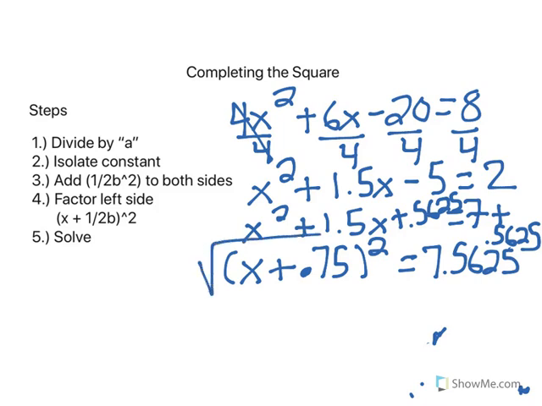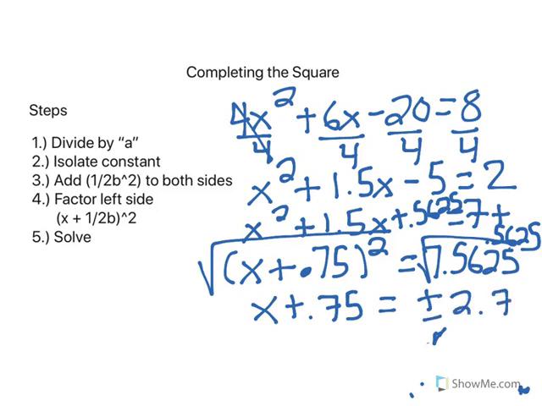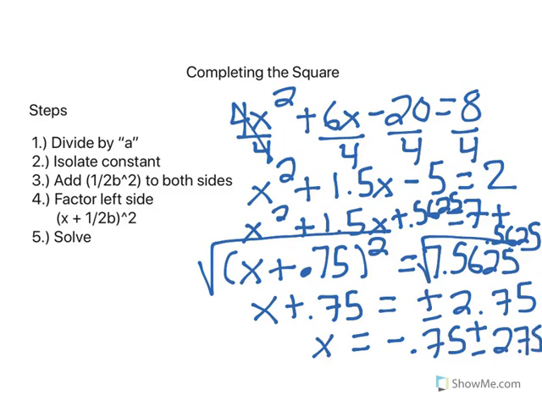All right, so now I'm going to try and solve. I'm going to take my square root of both sides. So I have x plus 0.75 equals my square root of 7.5625, which is going to be plus or minus 2.75. Now I'm going to subtract my 0.75 on both sides. So x equals negative 0.75 plus or minus 2.75.